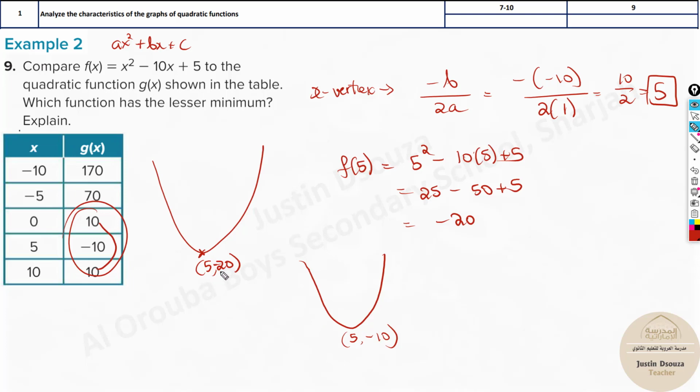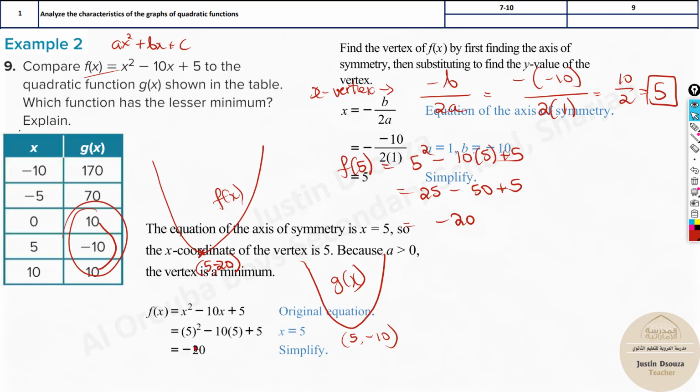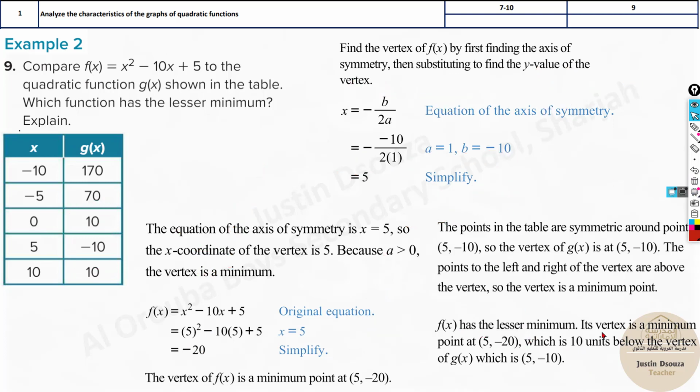But which is the minimum point? It's the given function f of x, whereas g of x is having a greater minimum. The lesser minimum is at the function f of x. This is enough. And that's how we find the lesser minimum. You can see this is -20, which we also found out. And then we just compare. F of x has a lesser minimum, which is 10 units below the g of x function.